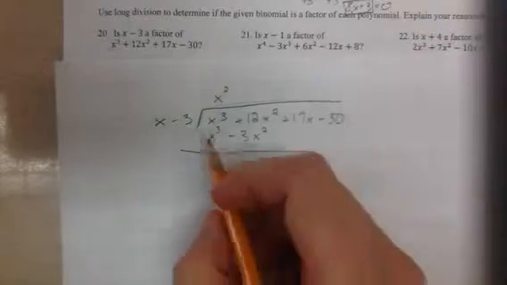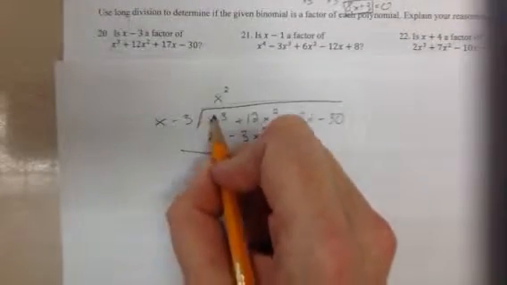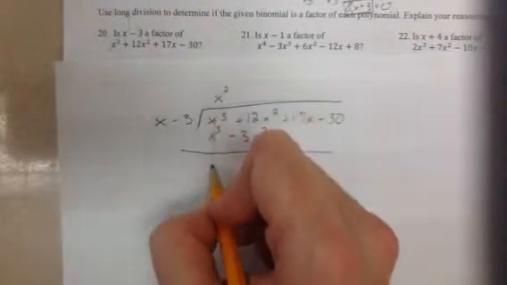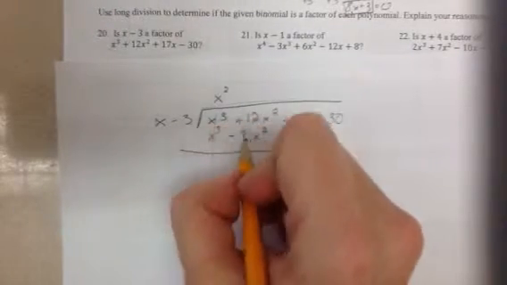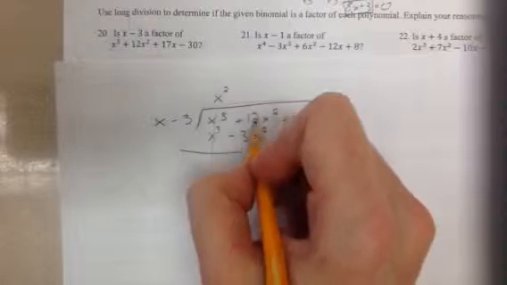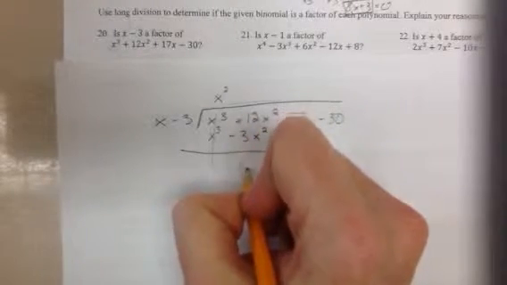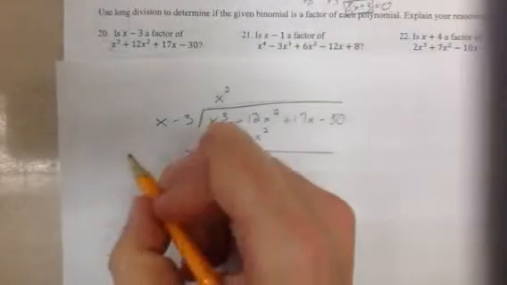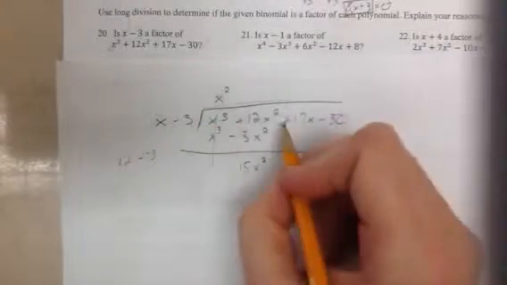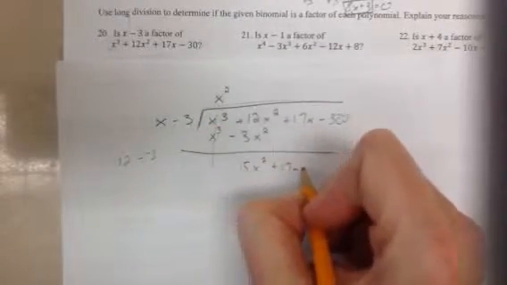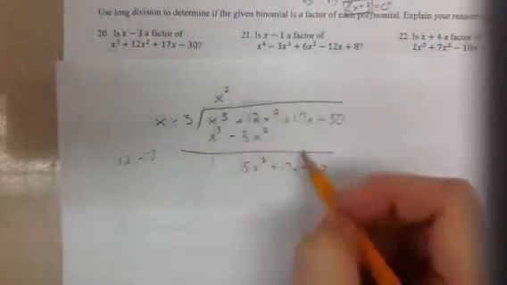And then I subtract down. So x to the third minus x to the third, those cancel. But subtracting down here, 12 minus a negative 3. So remember, we're subtracting. 12 minus a negative 3 is actually 15x squared. And then I'm bringing down the rest. Okay, and then it's just the same process again.